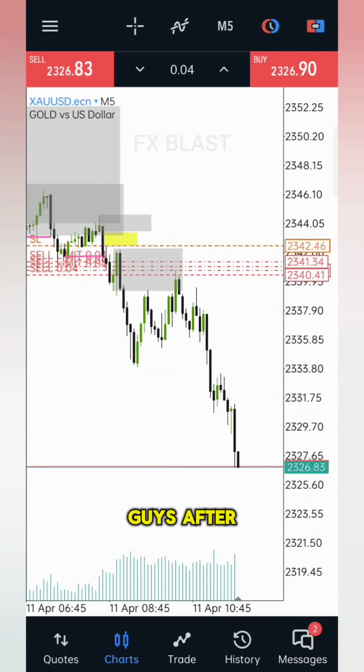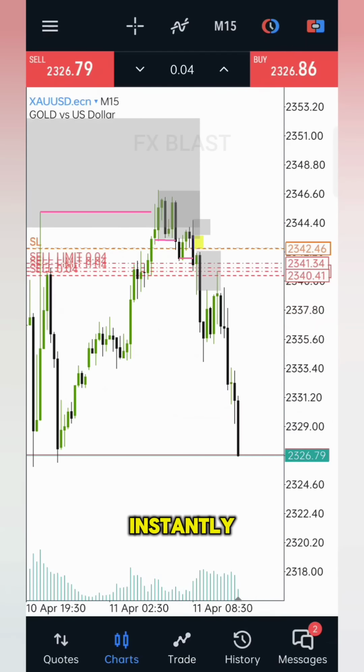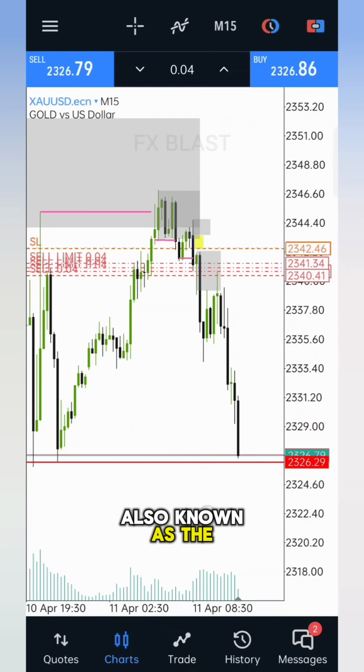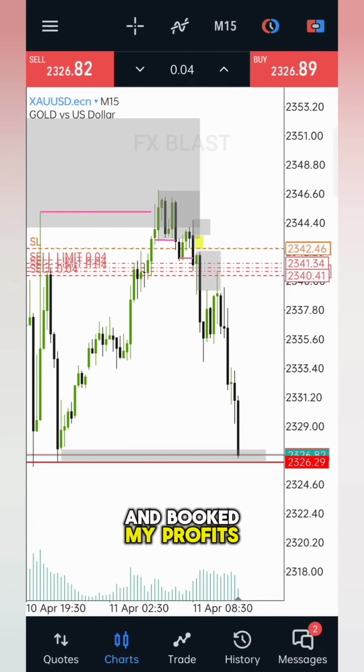Three hours later. Guys, after putting those new limit orders, the price filled one limit order, and then instantly went down. As you can see, the price has now reached our first profit target area, also known as the sell side liquidity area. So, I closed my open order with all pending orders, and booked my profits.